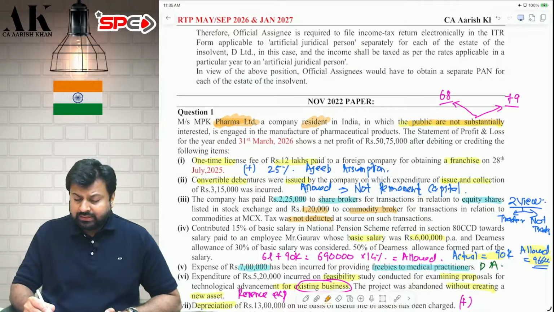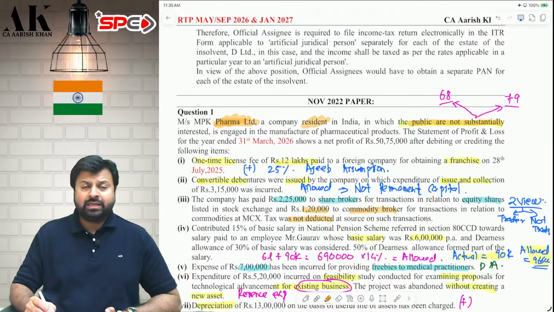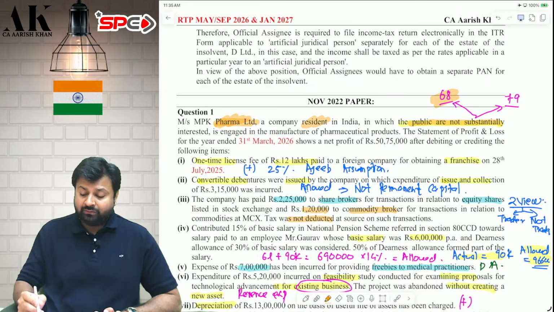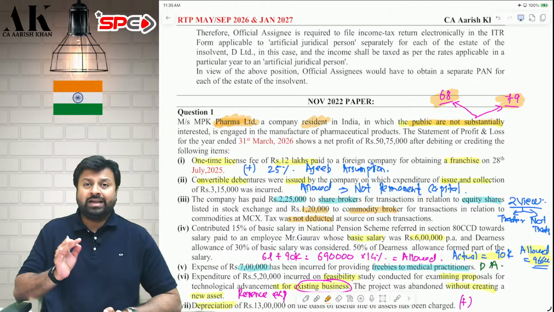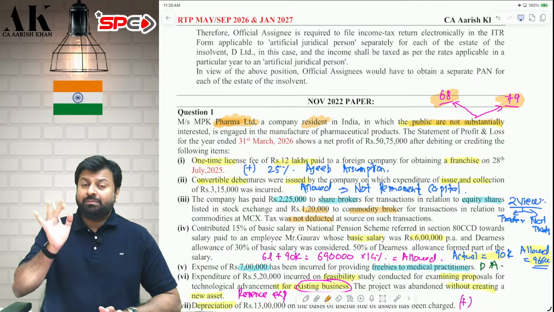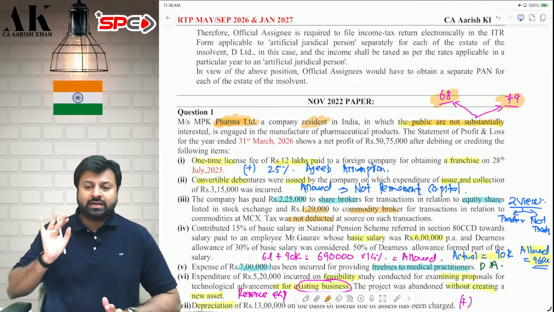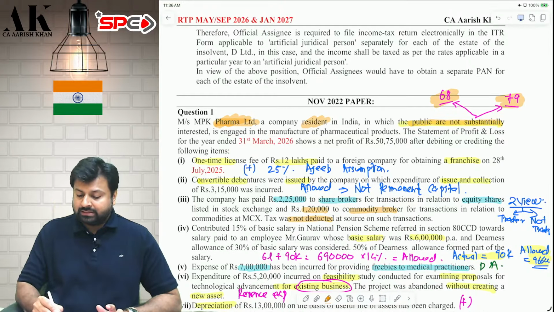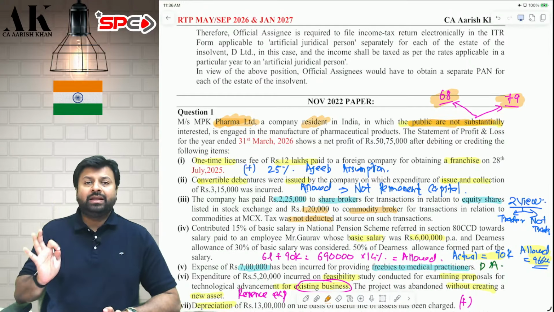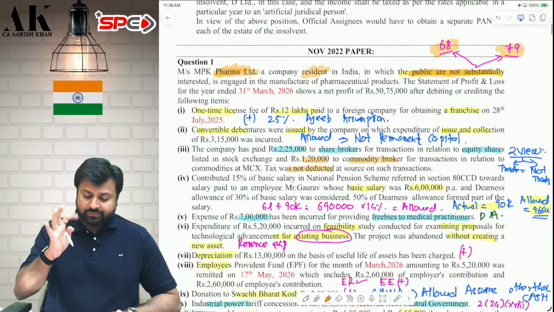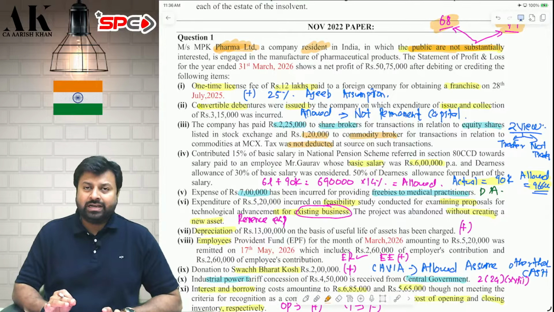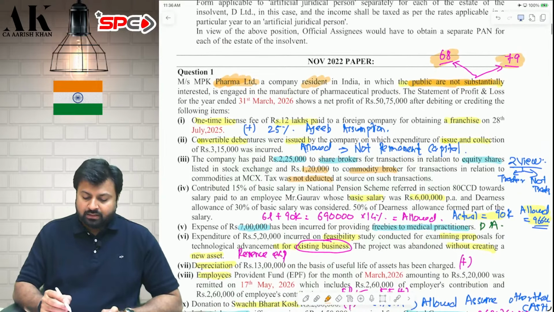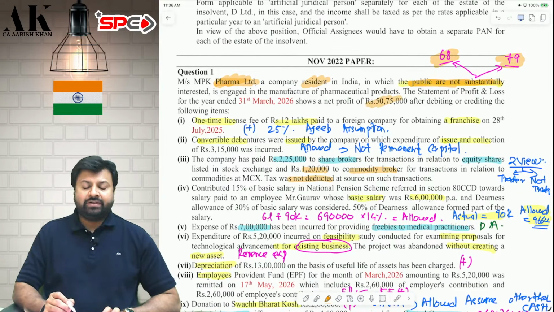It means there are two important sections which can be made applicable for this assessee. One is section 68, that is unexplained cash credit, and one is section 79, set off and carry forward of losses in case of closely held company. Either of the two provisions may be applicable. I am not saying it is 100% applicable. It may be applicable. That is the reason they have used such words, that is, public are not substantially interested. We will check which section is applicable, especially for a closely held company, which is covered in this question. The profit of the assessee is 50,75,000 rupees.